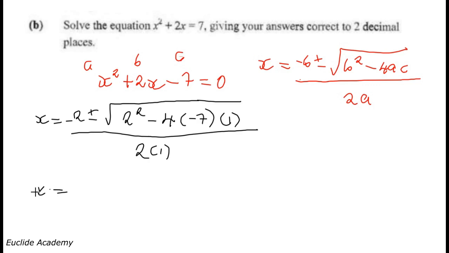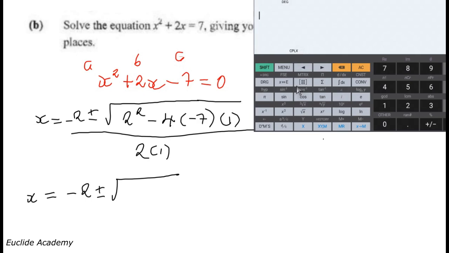Okay, then from here we will solve it, and we'll say x is equal to negative 2 plus or minus the square root. So now we're going to solve everything in here once on a calculator. Remember, this is paper 2 and we're given the opportunity to use a calculator, so we're going to grab our calculator and punch this right in to get the answer. Alright, so let's pull up our calculator here. So I'm going to say 2 squared minus 4 times negative 7 times 1.